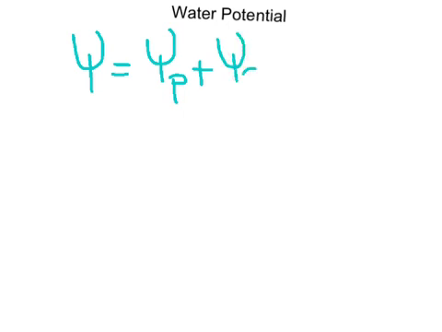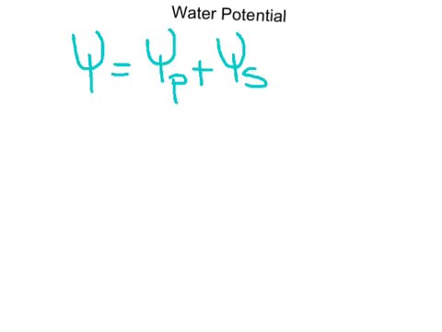So the first equation is the equation for water potential, and it is this Greek symbol psi, the water potential symbol. So water potential is equal to the pressure potential plus the solute potential for a given cell, typically, which is what we're talking about.